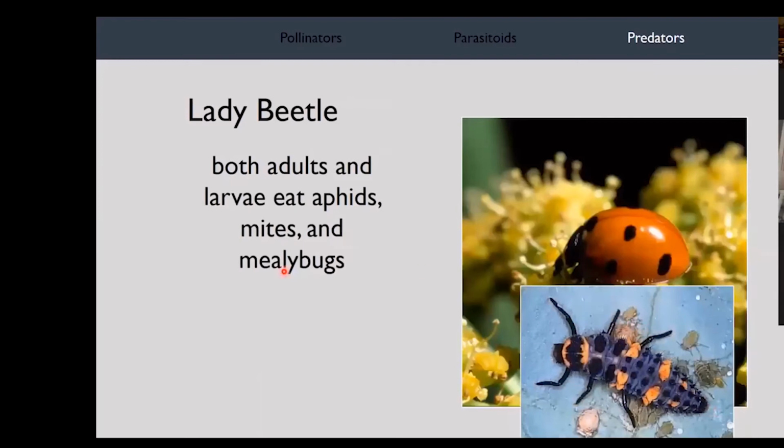So a lot of times the multicolored Asian lady beetle can be a pest in our homes, and that is true. But when it comes to them in our garden, I think they're still contributing to eating pests. So I would still say they're good in the garden, but bad in the house.